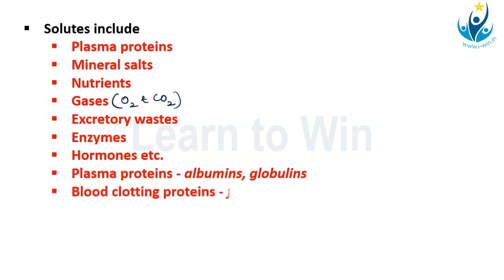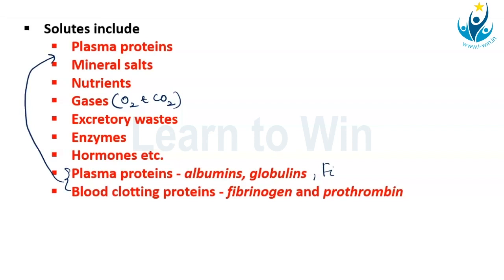In the plasma proteins specifically, we are going to talk about albumins, globulins, and fibrinogen. Together they come under the plasma proteins, along with prothrombin. Albumin makes up about 54%. The largest amount of protein present in the blood is albumin, followed by globulins at 38%.